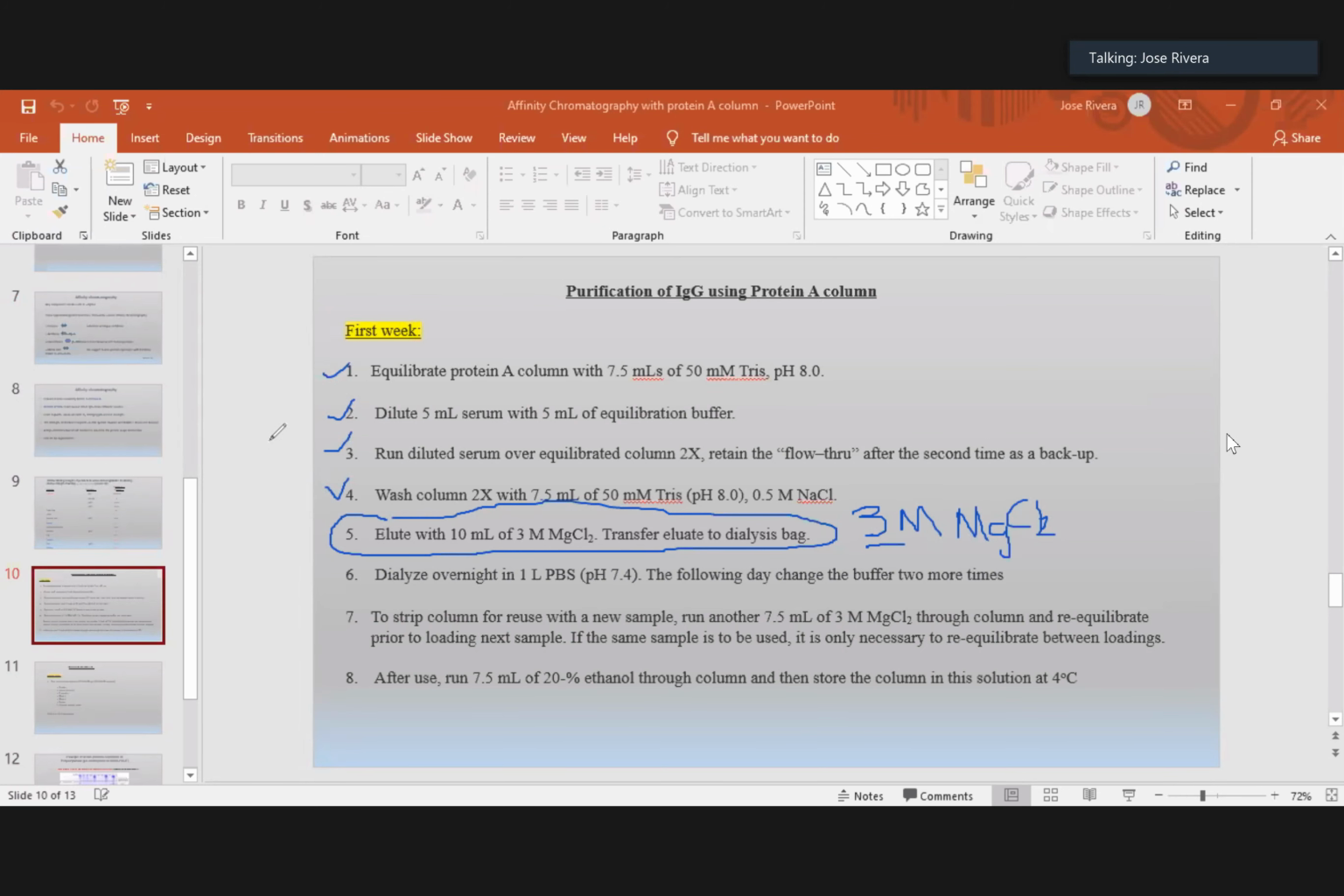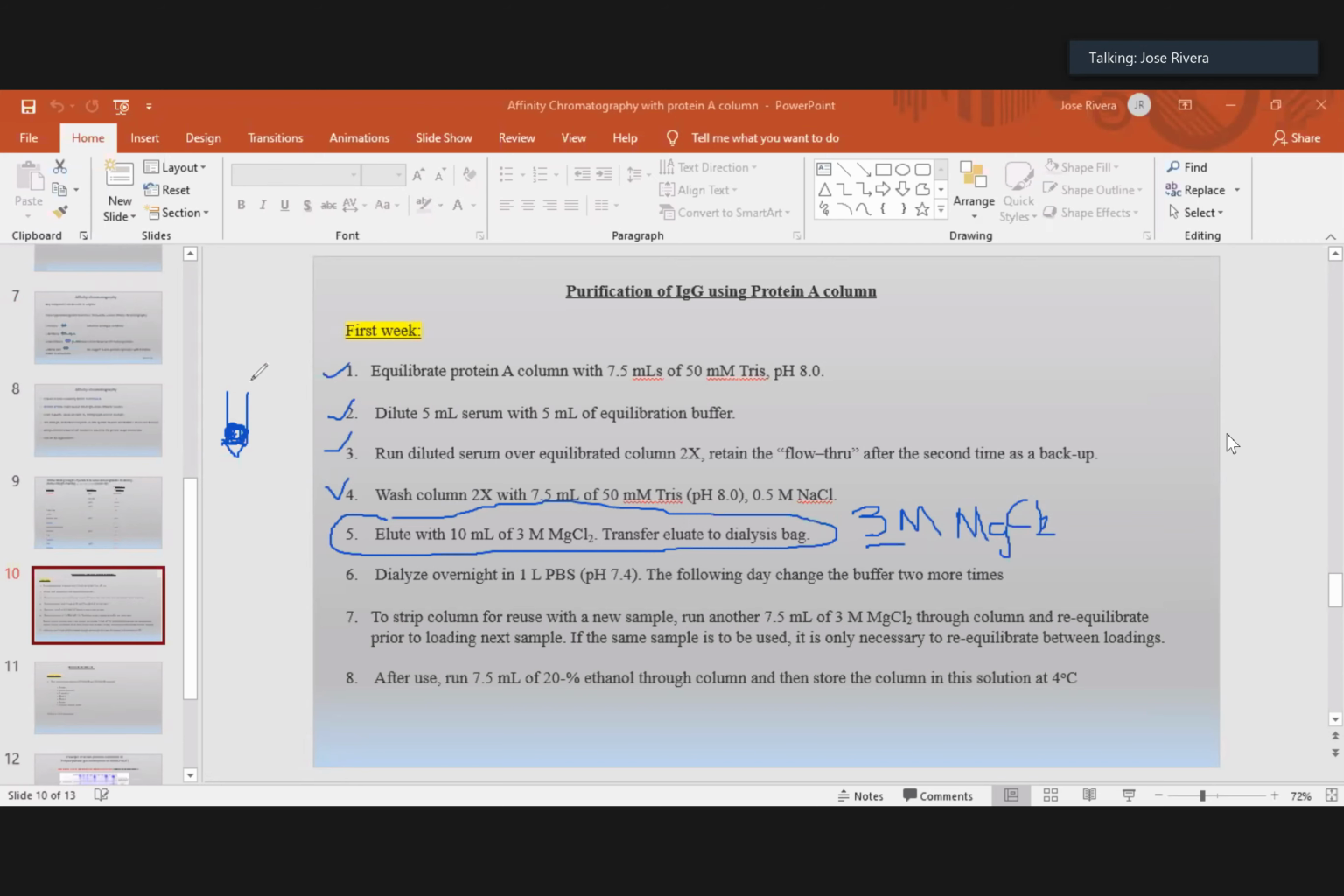But basically, you're gonna have a column, and at this step, after you elute it, you're gonna have your IgGs here. And to break the IgG bound to the protein A, we add 3 molar magnesium chloride. I want to say, yeah, 3 molar. Okay, so any questions?